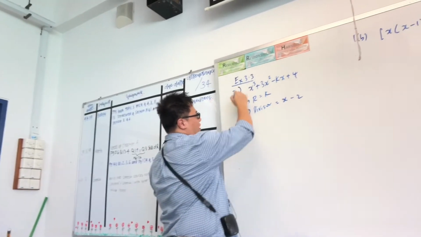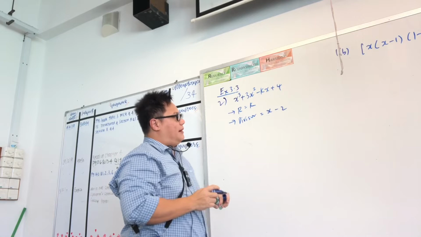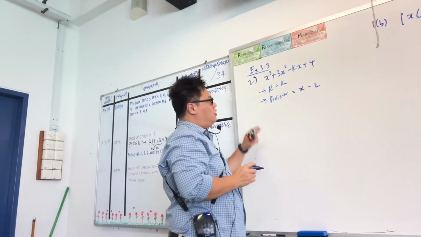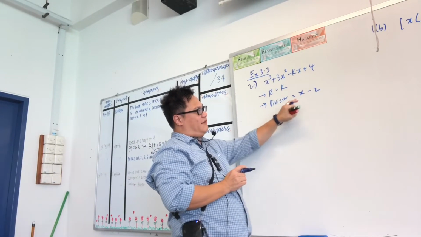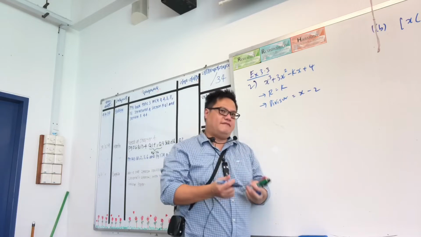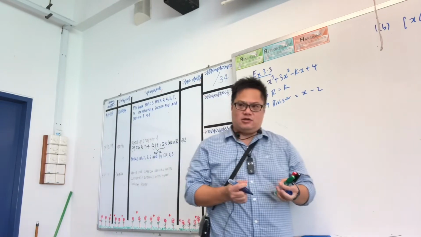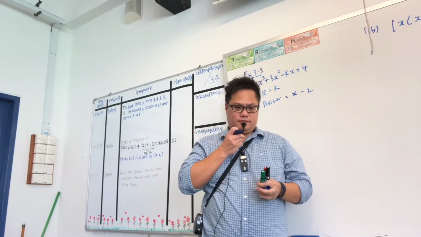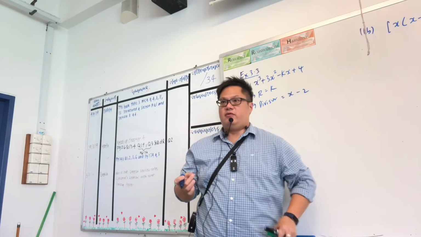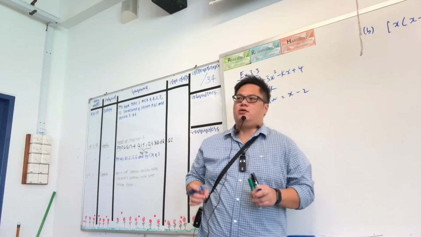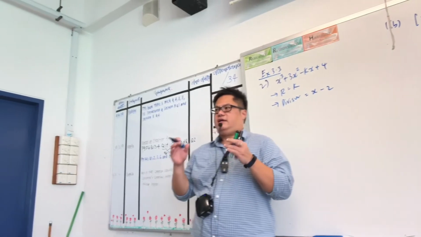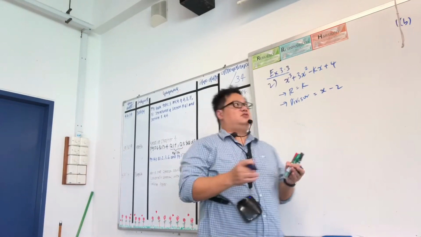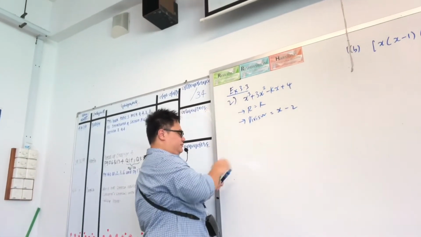So you have x cubed plus 3x squared minus kx plus 4. It has a remainder of k when it's divided by x minus 2. Find the value of k. In the last lesson I talked about the remainder theorem. Can you remember? The key thing is to let your dividend be f(x).